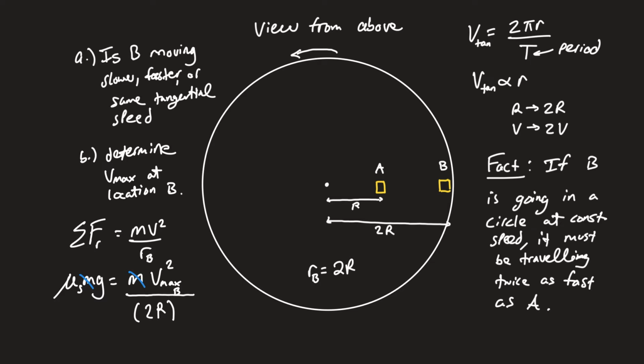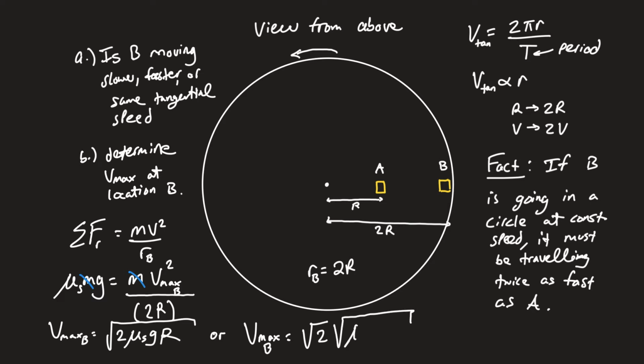So do that, and you're going to get that the maximum speed at B is going to equal the square root of, well, there's going to be a 2 under here now. We're going to get mu_s g and then capital R. Now we can write that in a slightly different way. I'll bring out root 2 in front, and then I'll multiply that by the square root of mu_s g R. Now why did I do that? Why did I write it like this?